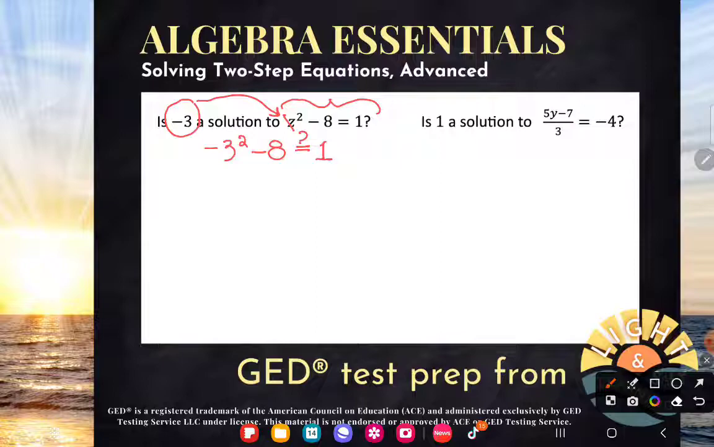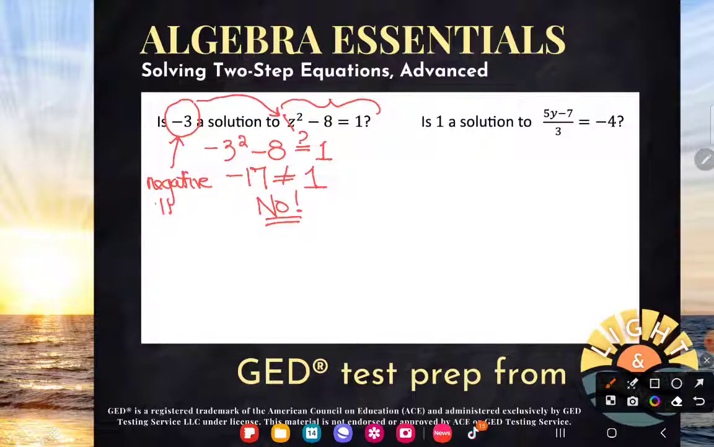They say, okay, -3 squared minus 8. And their calculator says -17. Again, this is wrong. Don't write this down. And then they go, hey, that's not equal to 1. So is -3 a solution? No, it's not. And the student who did that, there's something really important that they don't understand about when you plug in negative numbers.